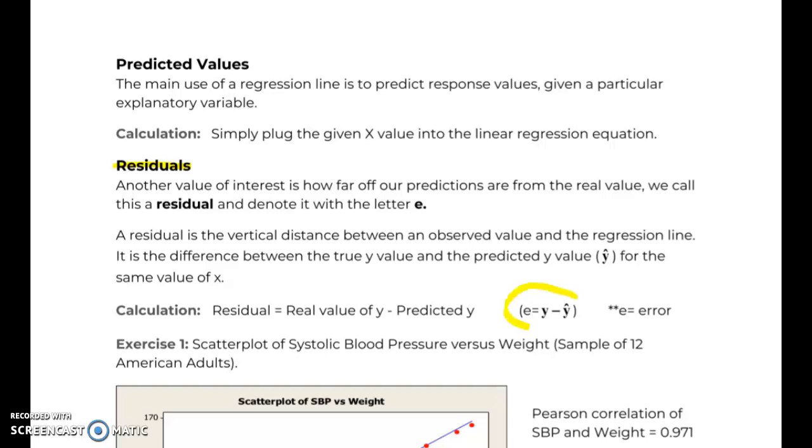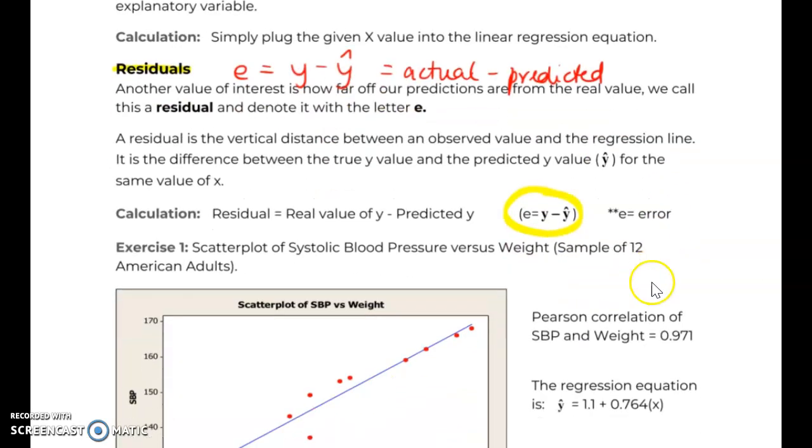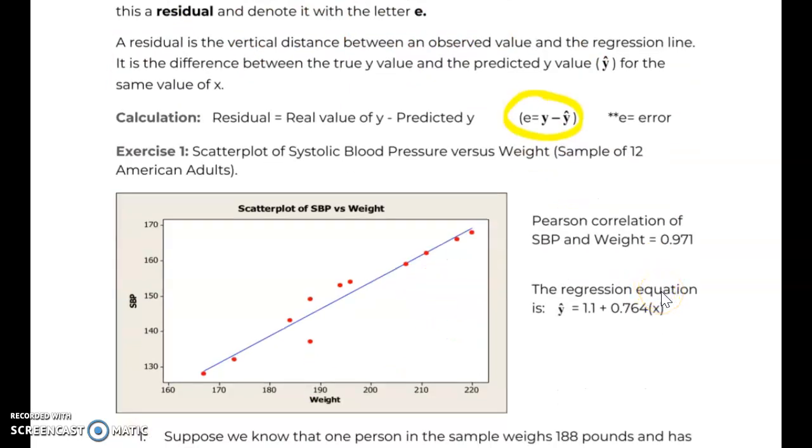So for residual, our formula is right here, which is the residual, using the letter E for error, is equal to our actual value minus the predicted value. So this is actual minus predicted. Our actual value is the value that we measured, and the predicted value is the value we would get from our linear regression equation. So this is how we calculate the residual. And let's look at an example down here.